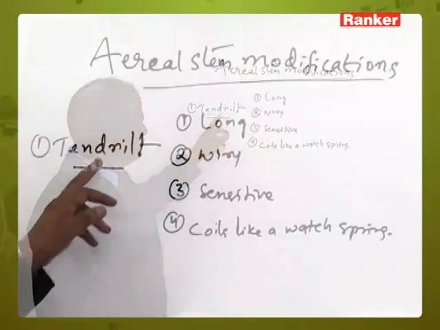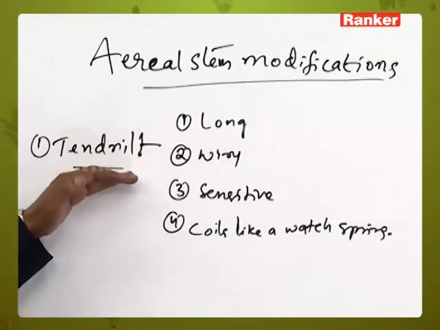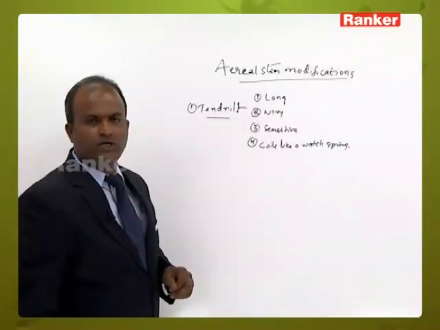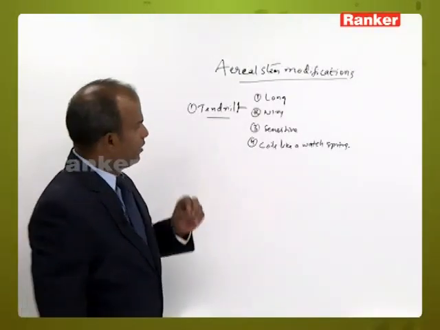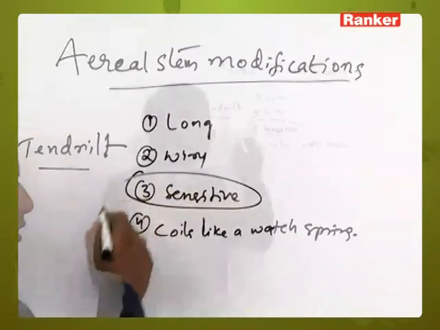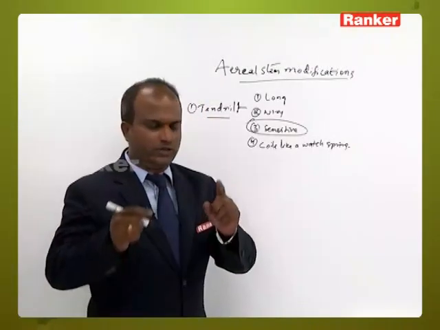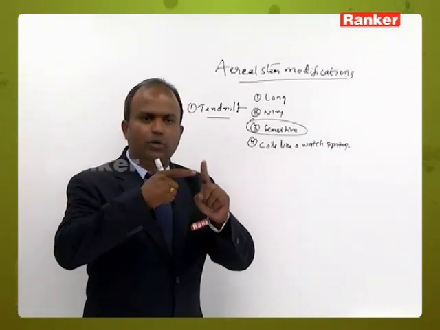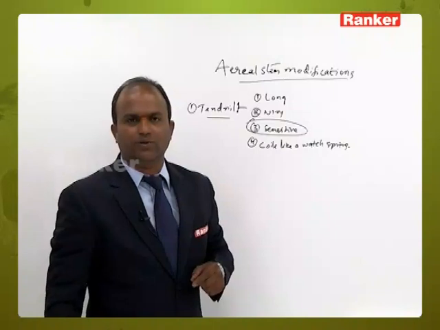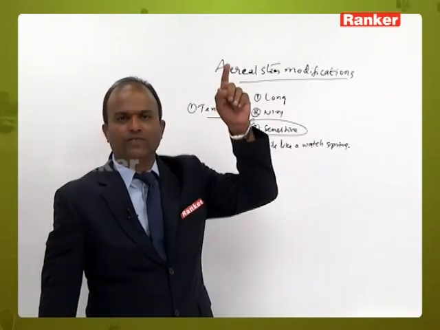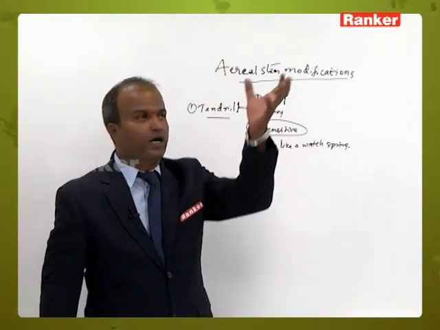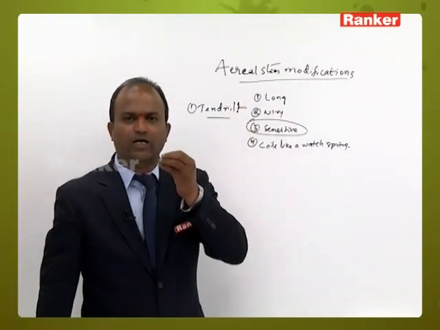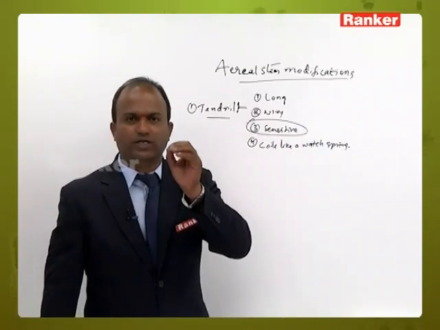That means with the help of tendrils, which are long, wiry, sensitive coils that coil like a watch spring. What is meant by sensitive nature? Due to the sensitive nature, if they touch any support, immediately they coil around the support and help in climbing, which plays an important role in receiving sufficient sunlight, so the plant can prepare its own food materials sufficiently.